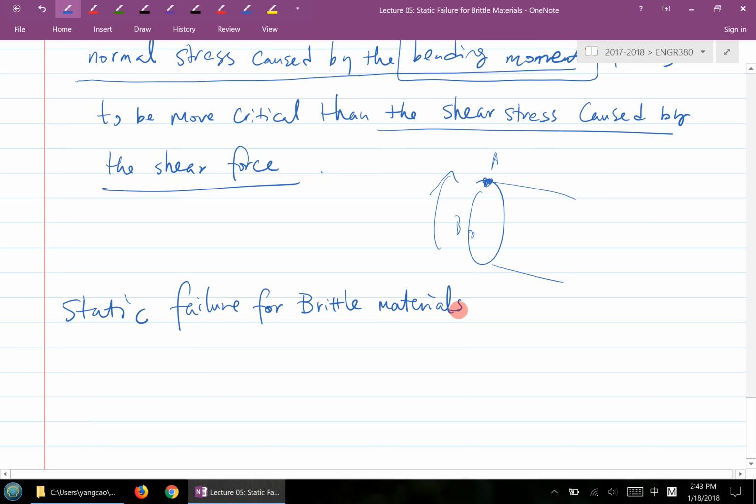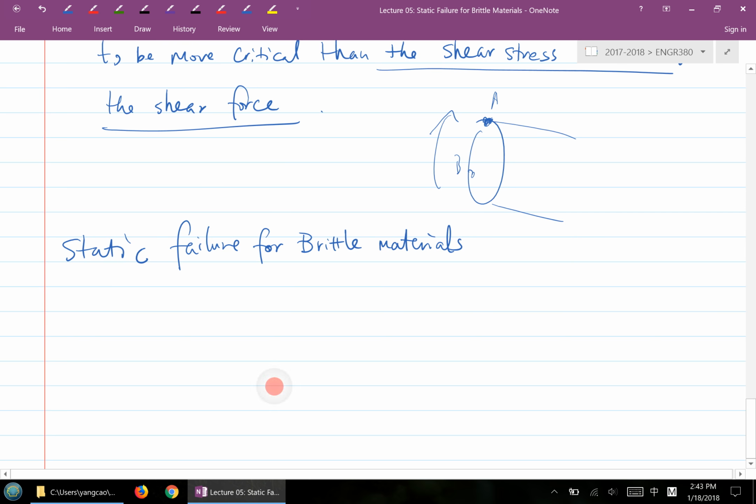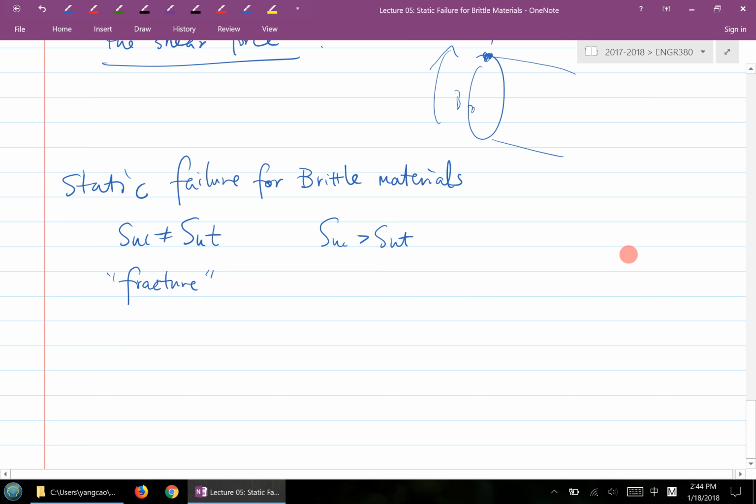It's essentially an uneven material. Uneven material meaning the SUC is not the same as SUT. So the tensile ultimate strength is not the same as the compressive ultimate strength. And SUC is usually greater than SUT. And for brittle material, it's about fracture. So for ductile material, the failure is about yielding, and for brittle material, the failure is about fracture.